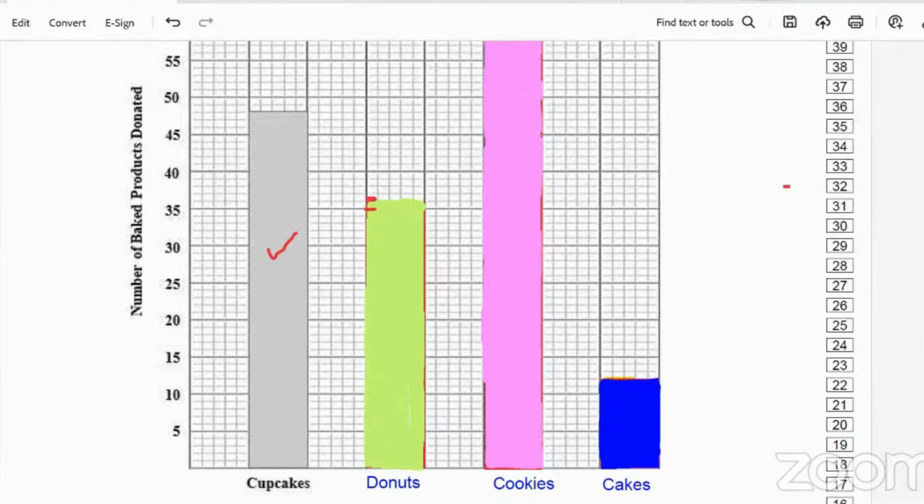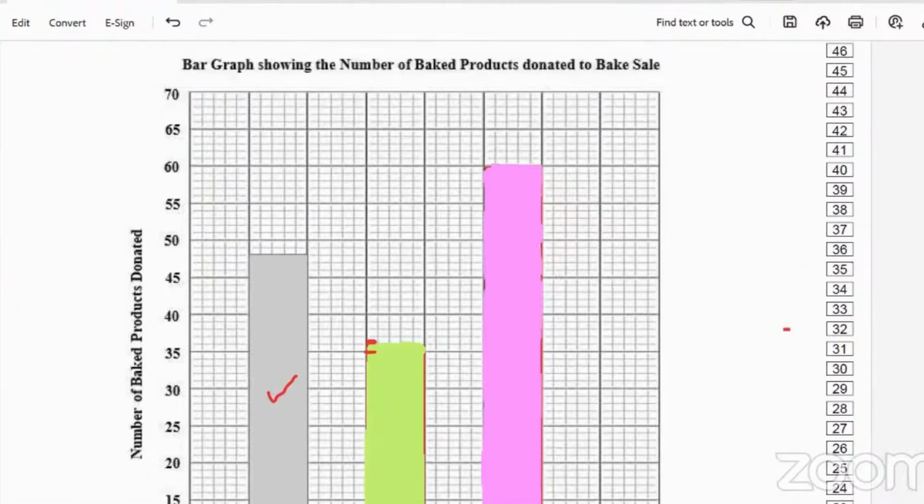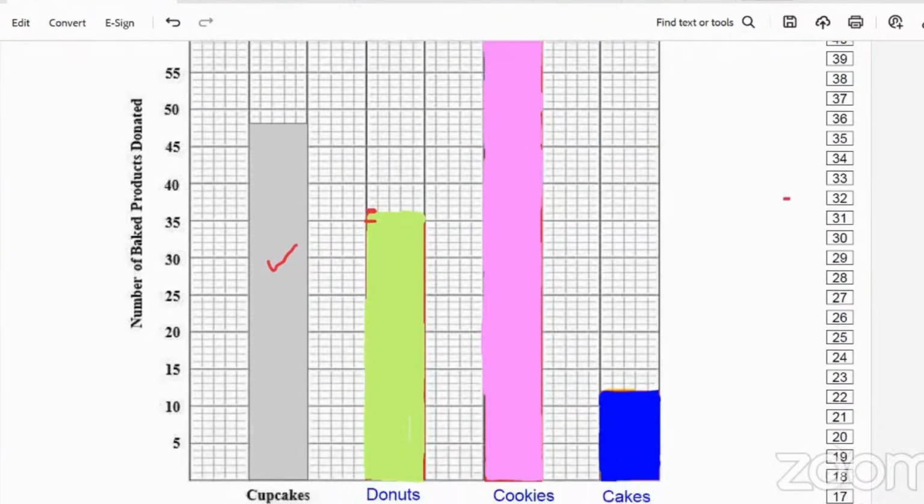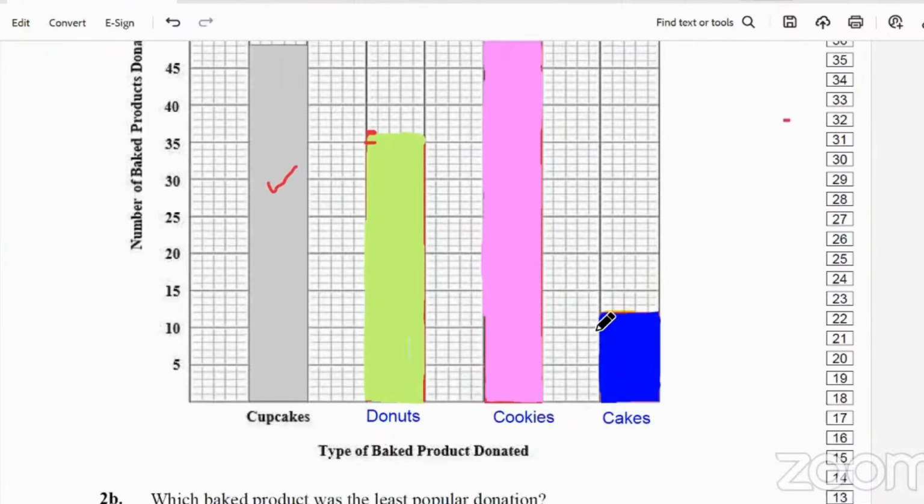All right, so for cookies was 60. So again, it went all the way up to the 60 mark. Okay, students? And then for cakes, there were 12 cakes based on the information in the tally chart. And so this is the 10 mark. And then 2 more would bring you to 12. So be careful with where you draw your lines. Okay, make sure it matches the information in the tally chart. Okay, it cannot be more or less.